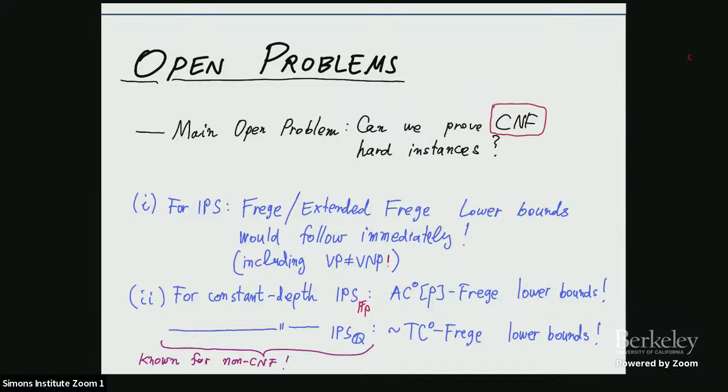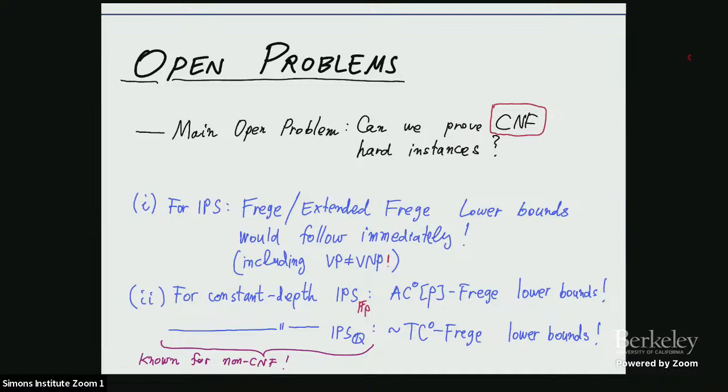Okay, so we didn't get much to the open problems, but the open problems are obvious. How to get this to the CNF regime? Well, nobody knows. Is it possible? We don't know. For IPS, if we can do a CNF lower bound for IPS, we get a lower bound for extended Frege, so it would be quite impressive. But we also get VP versus VNP, so it's quite a challenging task.